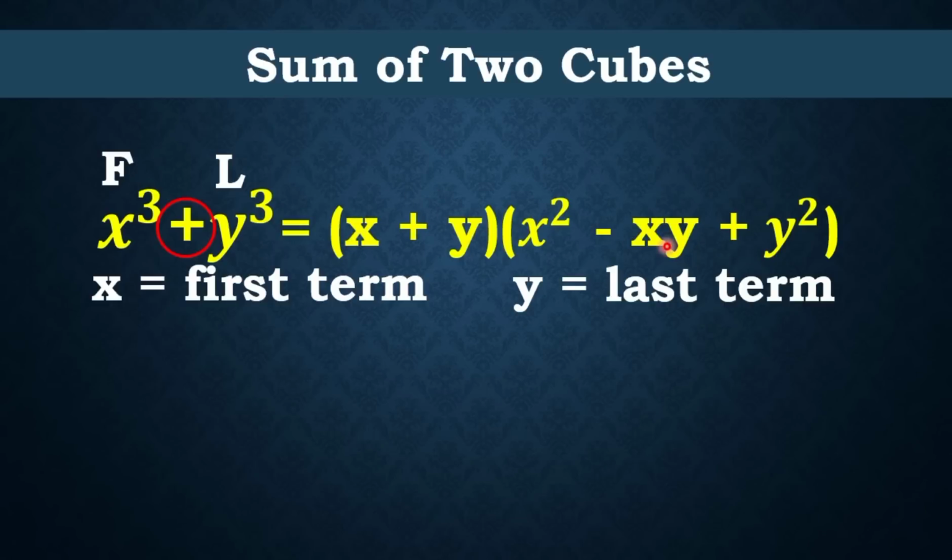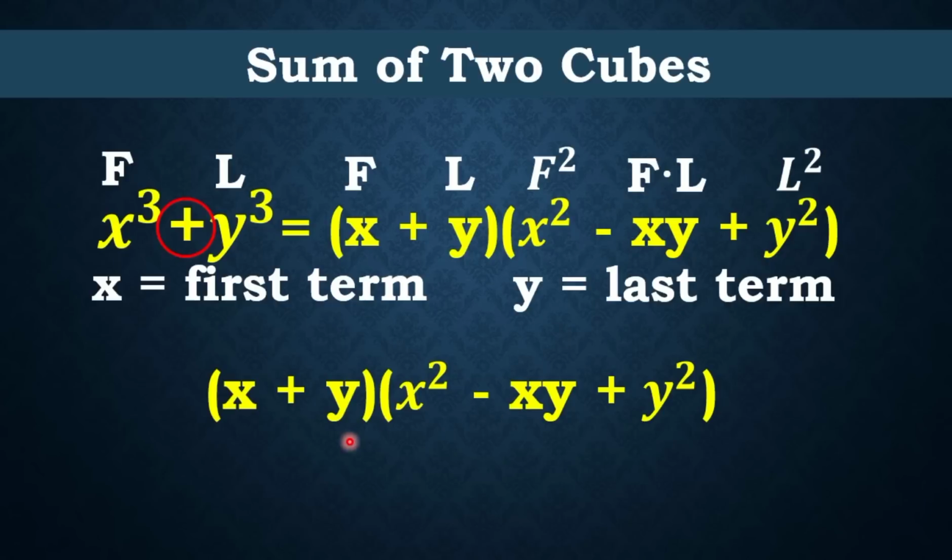Okay? So, yun yung gitna mo, yung middle term, is the product of your first and last term. So, ito yung first and last term. So, squared natin yan. And then this one, yung middle term is the product. Okay? So, ito po ang susundin nating pattern.